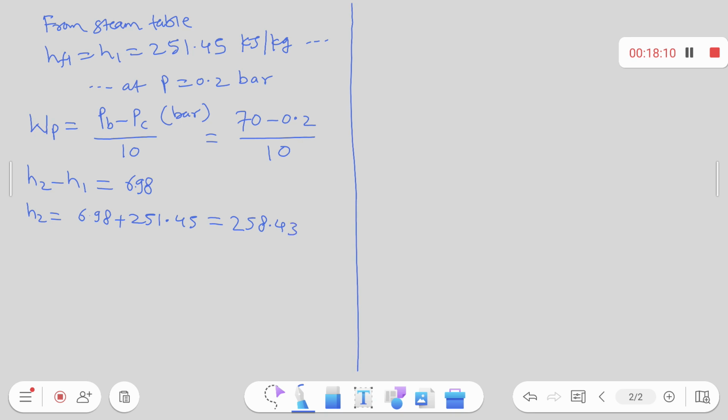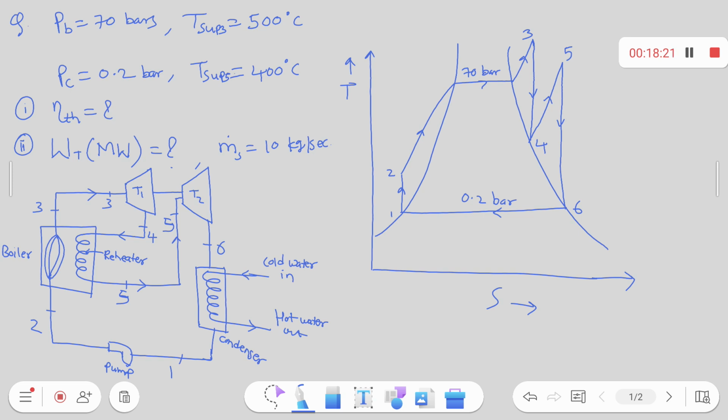2.43 unit. Always talk with units. Okay. Now, how to calculate H3, H4, H5, H6? How to calculate this? By using the Mollier diagram.